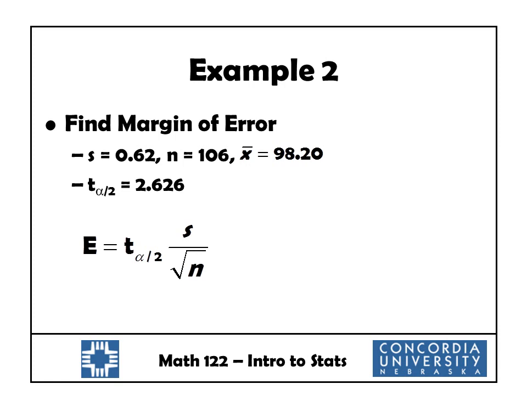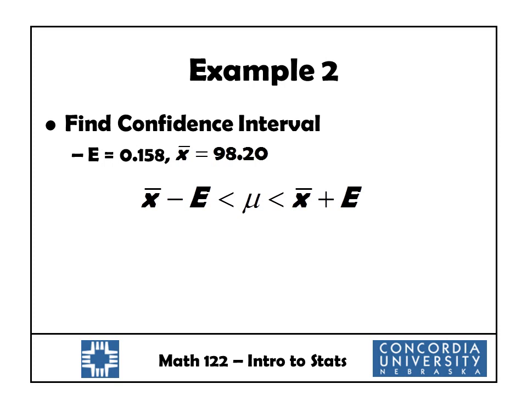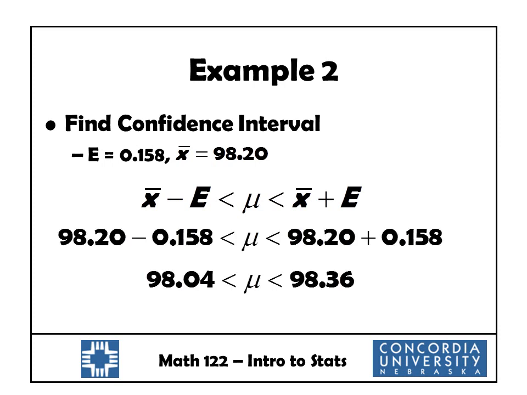So now I use that critical value along with my sample standard deviation to calculate my margin of error. Okay. S is 0.62, that comes from our data. N is 106. So plug in our numbers. 2.626 times 0.62 divided by the square root of 106 comes out to be 0.158. Next we do our confidence interval. There's our formula: x bar minus E, x bar plus E. X bar is 98.2, E is 0.158, which we just calculated. We plug in the numbers, and there we get 98.04 is less than mu is less than 98.36.